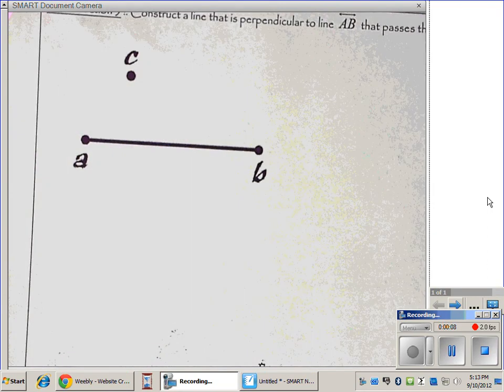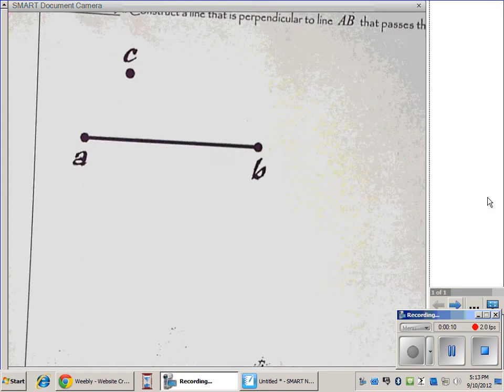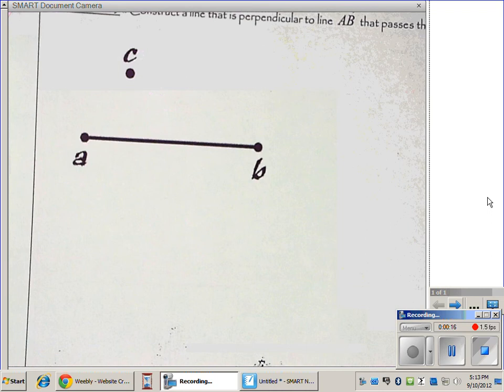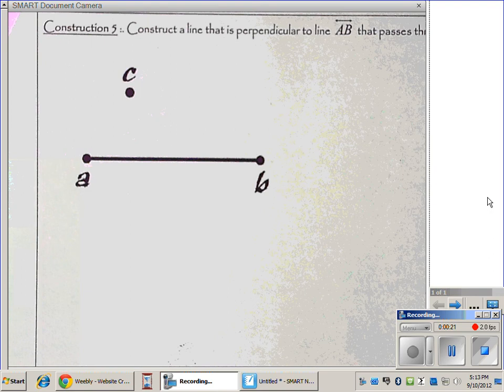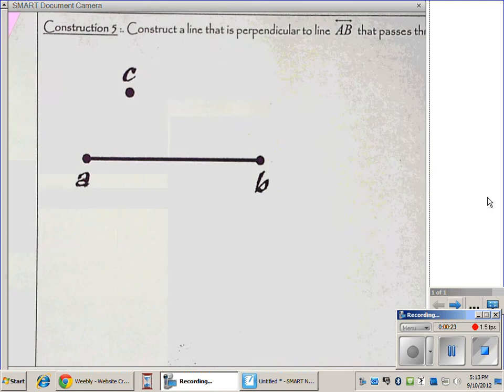So let's get to work. We covered core constructions 1 through 4 in my previous videos. So this one, let's tackle 5 and 6. The one where you have to construct a line perpendicular to a segment through a point, and one where you have to construct a line parallel to a segment through a given point.